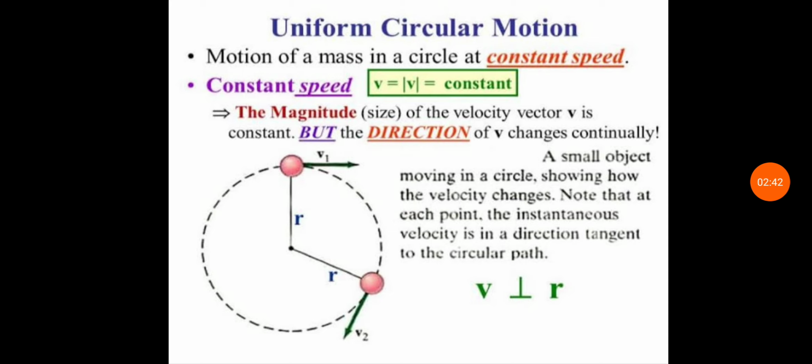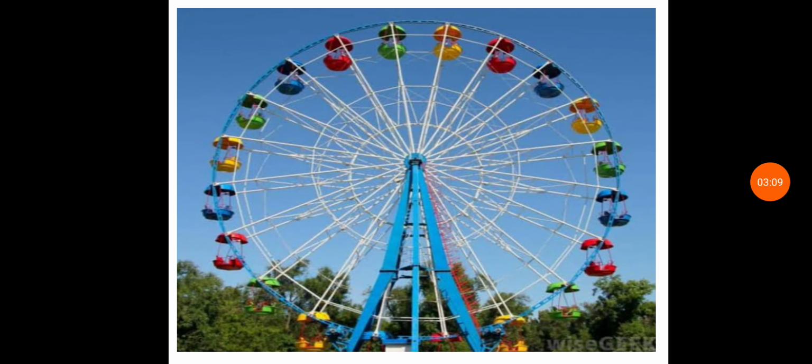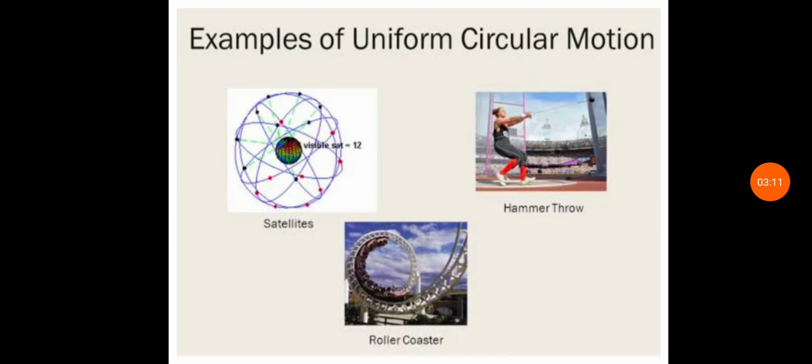Now v and r are perpendicular to each other. r is directed towards the center while v is directed to the right, tangentially. Now, a small object moving in a circle shows how the velocity changes. Note that at each point the instantaneous velocity is in a direction tangent to the circular path. Now, that is all about uniform circular motion. Examples of uniform circular motion are also the satellite, the hammer throw, and the roller coaster. These also show uniform circular motion.